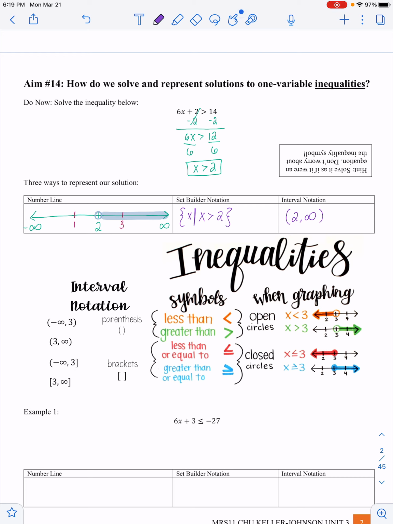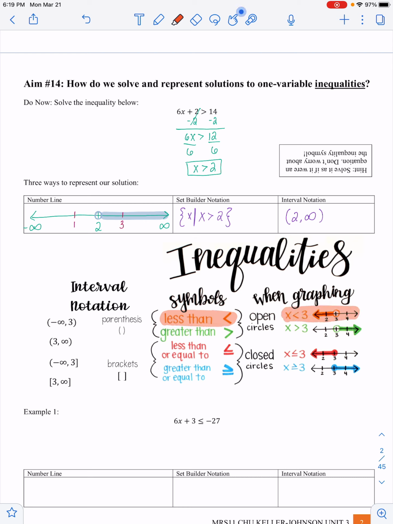So if you take a look at this chart, we have all the different methods. The one that we're used to is probably what's in the middle, our symbols. And it's nicely color-coded for us. So less than is orange, and if you take a look at our number line, that's what it looks like.